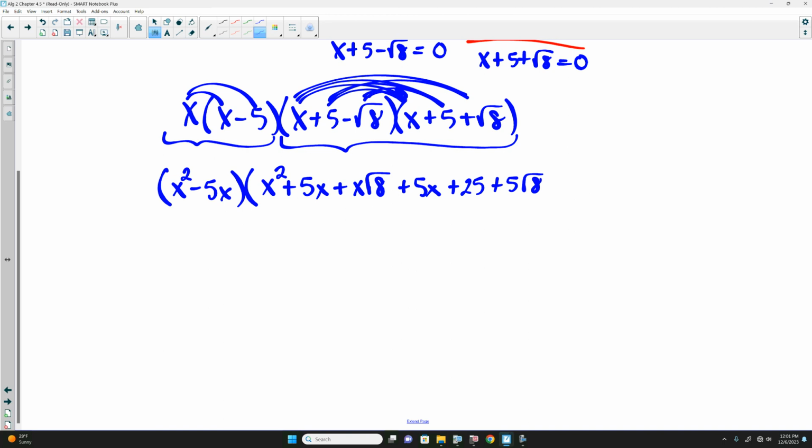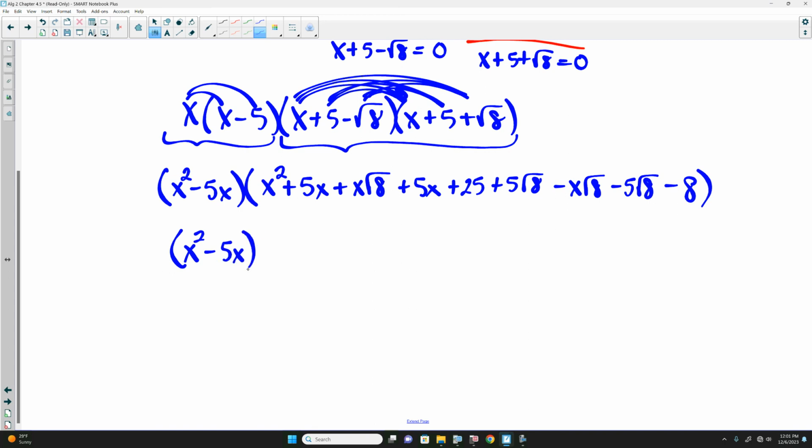And lastly, we're going to distribute the negative square root of 8. Negative square root of 8 times x is negative x square root of 8. Negative square root of 8 times 5 is negative 5 square root of 8. And negative square root of 8 times the square root of 8 would be the negative square root of 8 squared, and a square root and square would cancel.